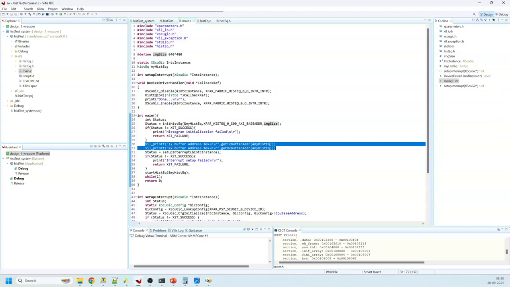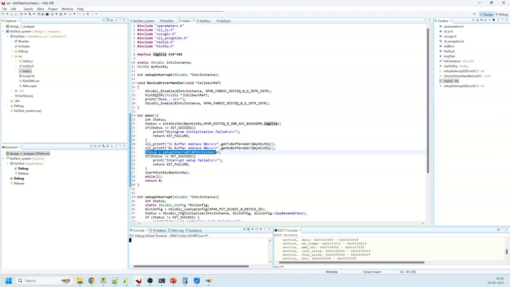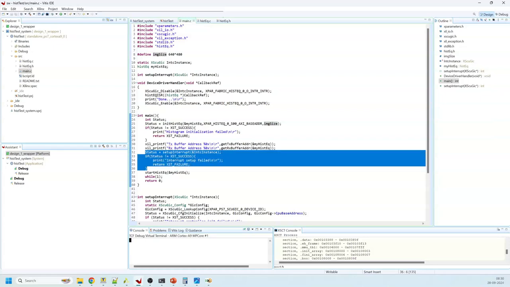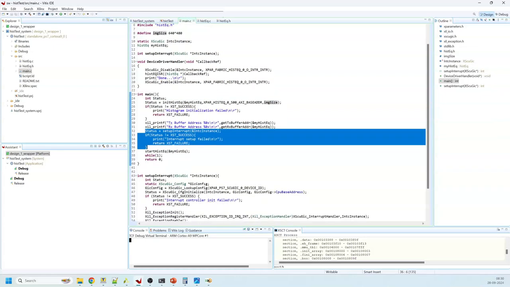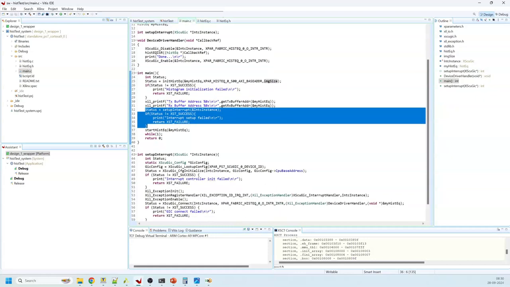So, what is the TX buffer address? What is the RX buffer address? I am simply printing them. Then we call the interrupt setup. In interrupt setup, again, it is a standard flow, and we are using the GIC controller from Xilinx.